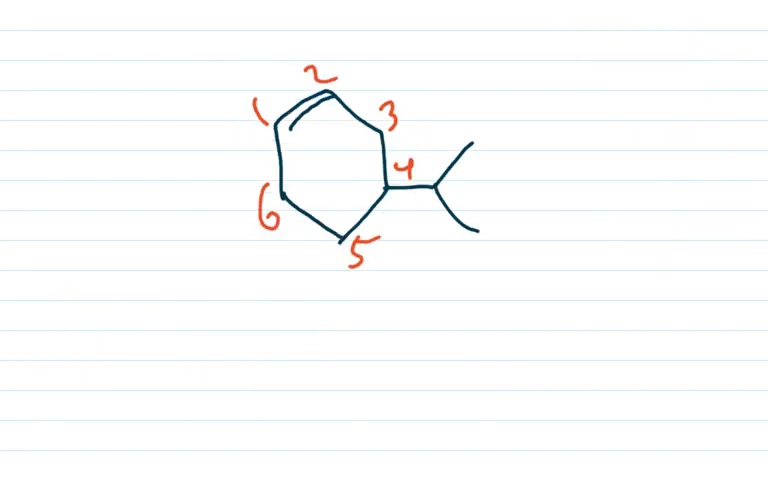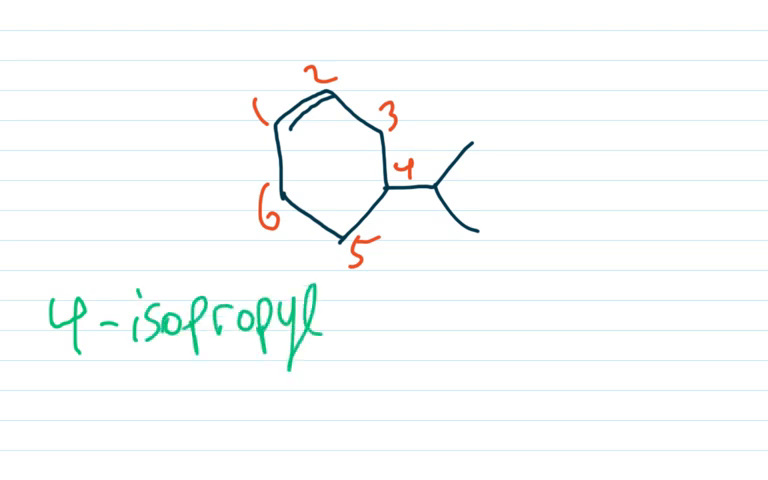So now that we know that, let's just name the molecule. So what substituent is this? This is an isopropyl off of what carbon? The 4th carbon. So let's go and write that down. So it'd be a 4-isopropyl. And then what carbon is the double bond on? The 1st carbon. So we don't have to say anything, right? We don't have to say 1-cyclohexene. We can just say cyclohexene. Or if you wanted to be safe and specific, you could say 1-cyclohexene, but you don't have to.